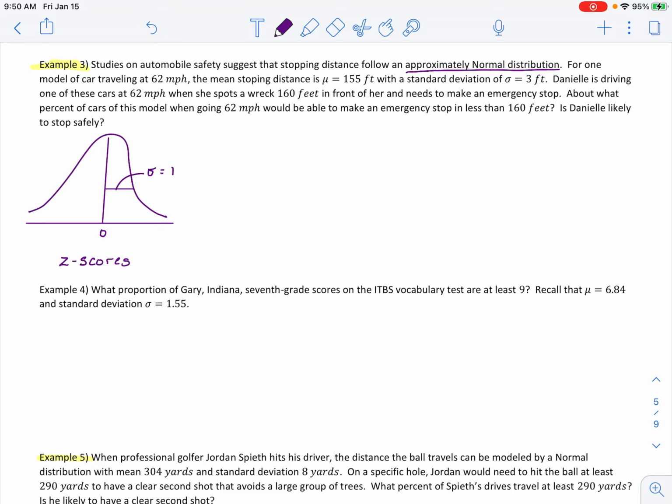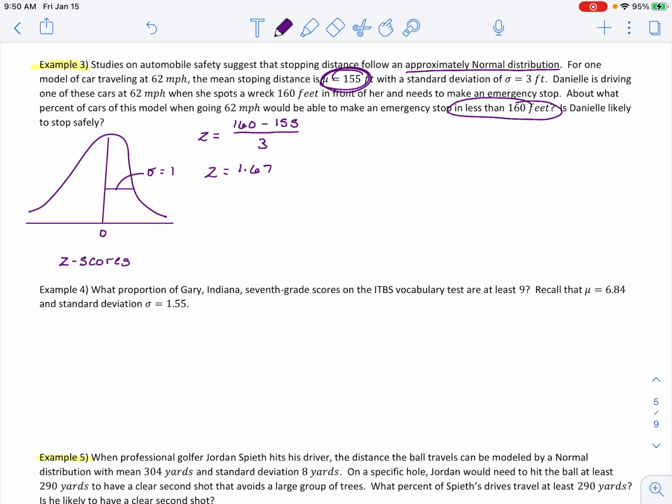Then we standardize the boundary value to use the table or technology, which means I'm trying to figure out stopping in less than 160 feet. That boundary of 160 feet is what I will be standardizing. So I will take my value, I will subtract the mean, the original mean, not the 0, and then divide by the original standard deviation to calculate my z-score. So this is going to be 5 divided by 3. I'm going to have about 1.67.